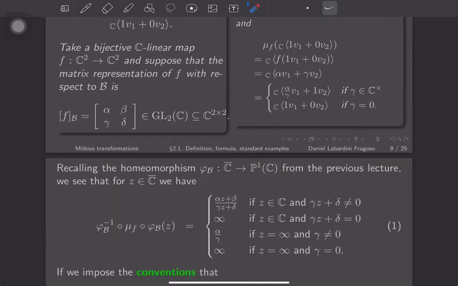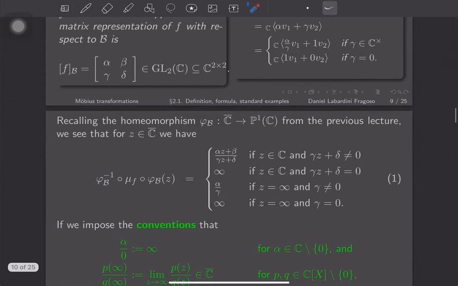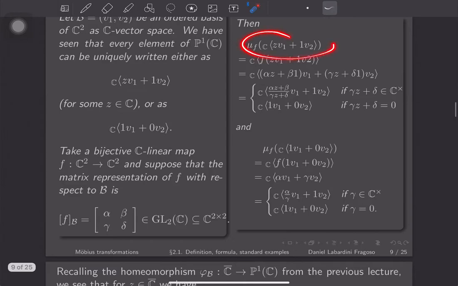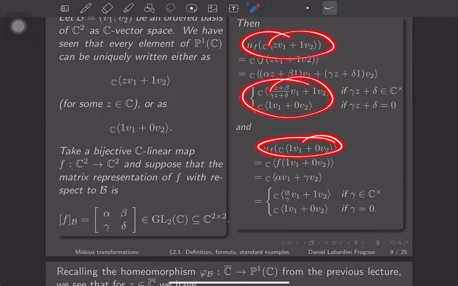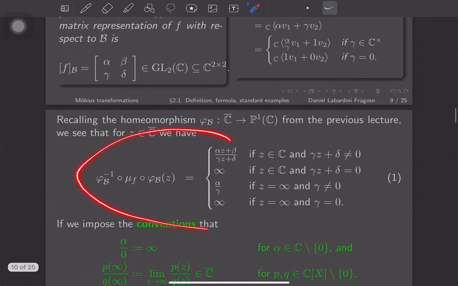And at the very end, what I do is I just go back to C bar, so I just keep either this number, or instead of this, I keep infinity. So I just go back to C bar, and so these two computations become simply this.